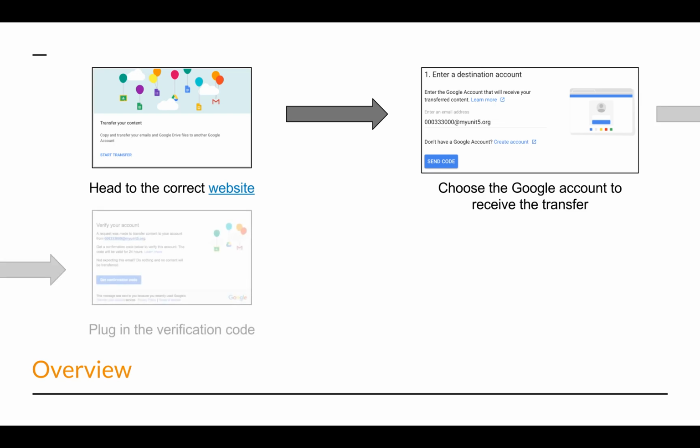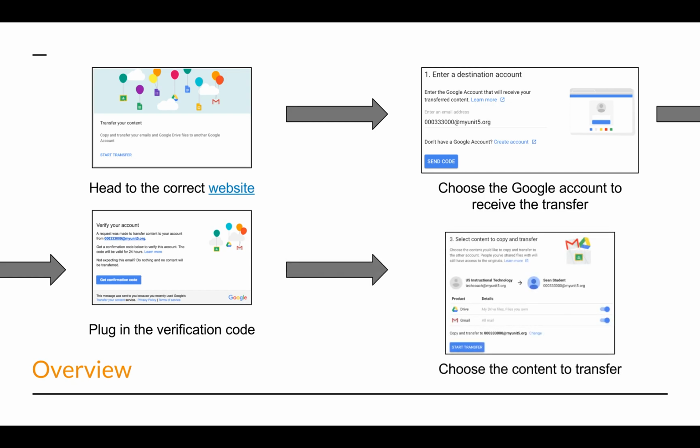And when we do that, Google is going to send an email to that second account, and it's going to allow you to click a button and get a little verification code. You're going to take that code and put it back into that Google Takeout page, and then that's what's going to connect these two accounts so that Google knows it's okay to transfer the information from one to the other.